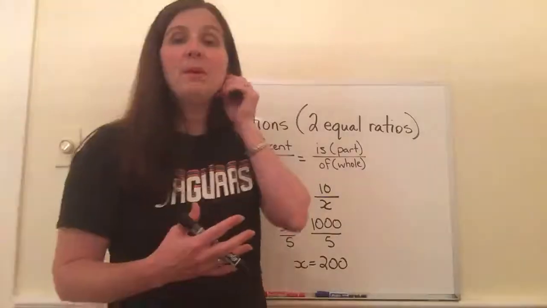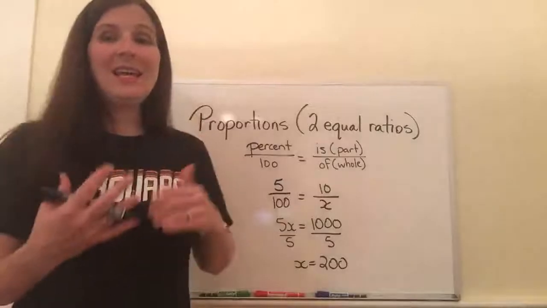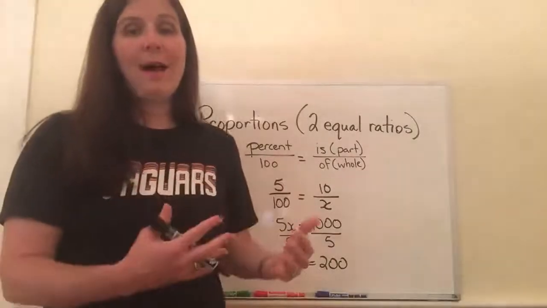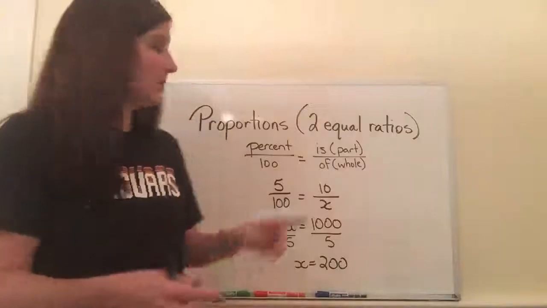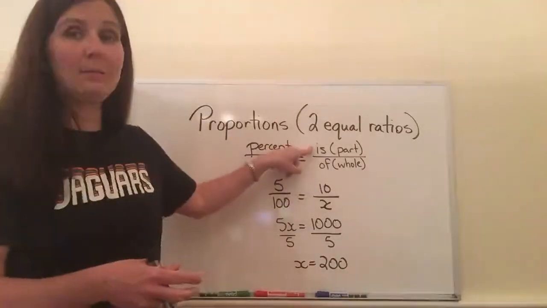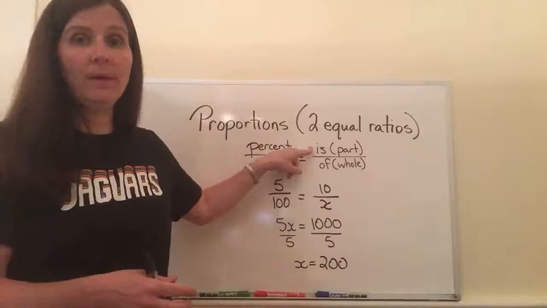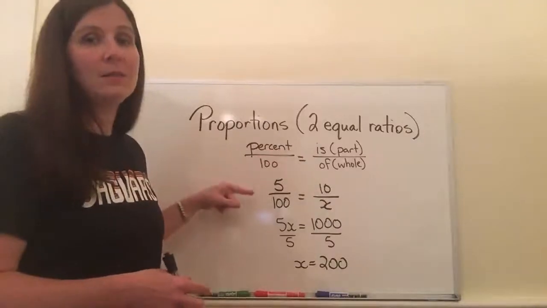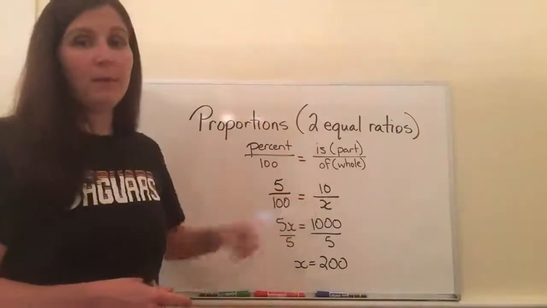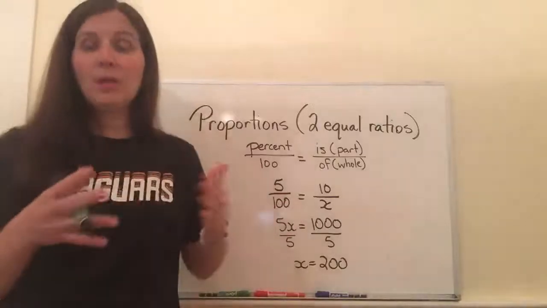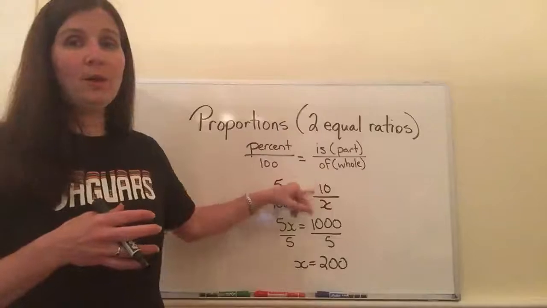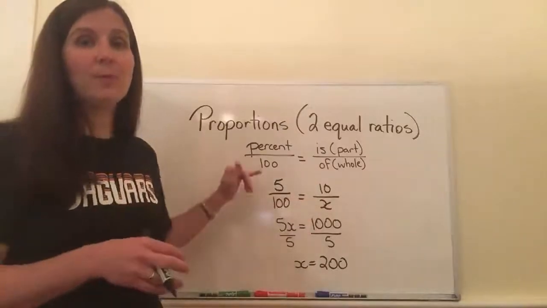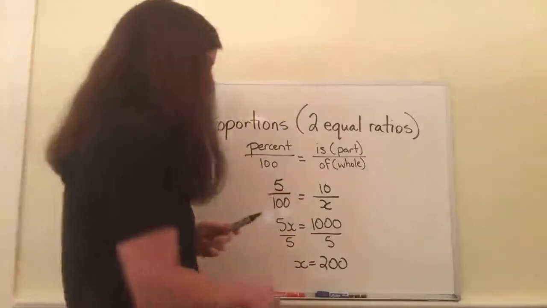Sometimes it'll also be worded 10 is 5% of what number. So 10 is shows me that I need to make that 10 be in my numerator. 5% of what number? So no matter how it's worded, the is always goes in your numerator, of is in the denominator, your percent is always over your 100.